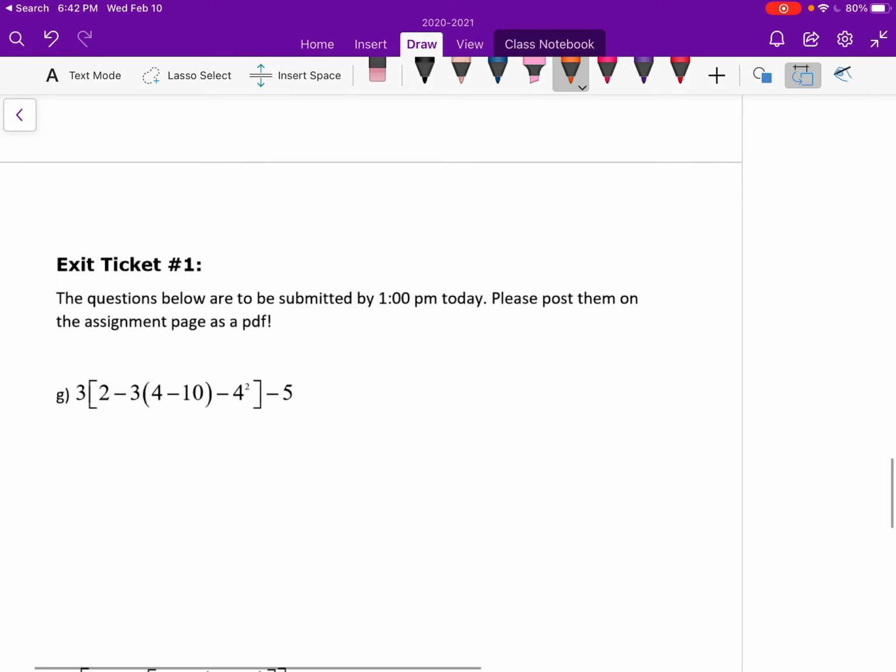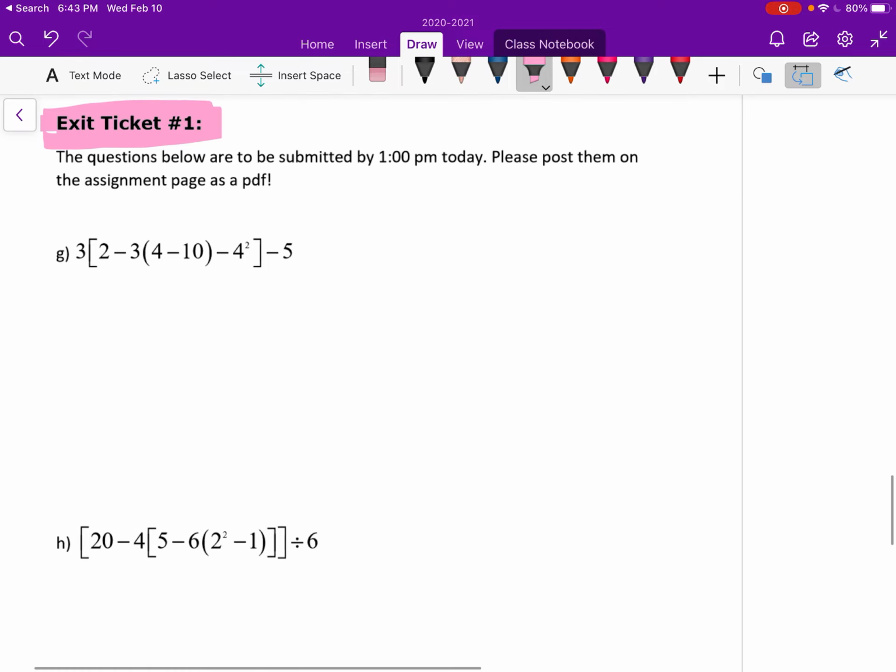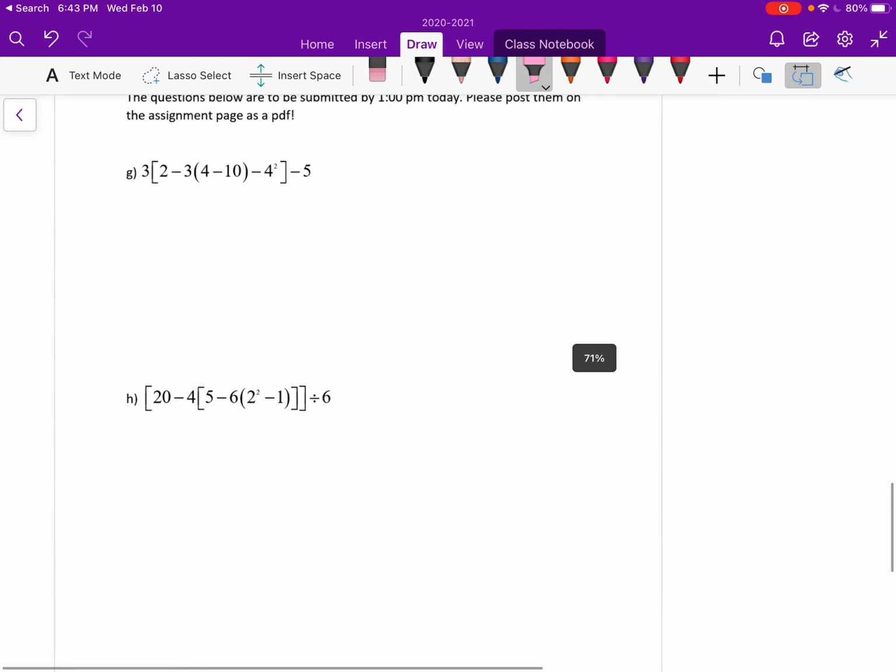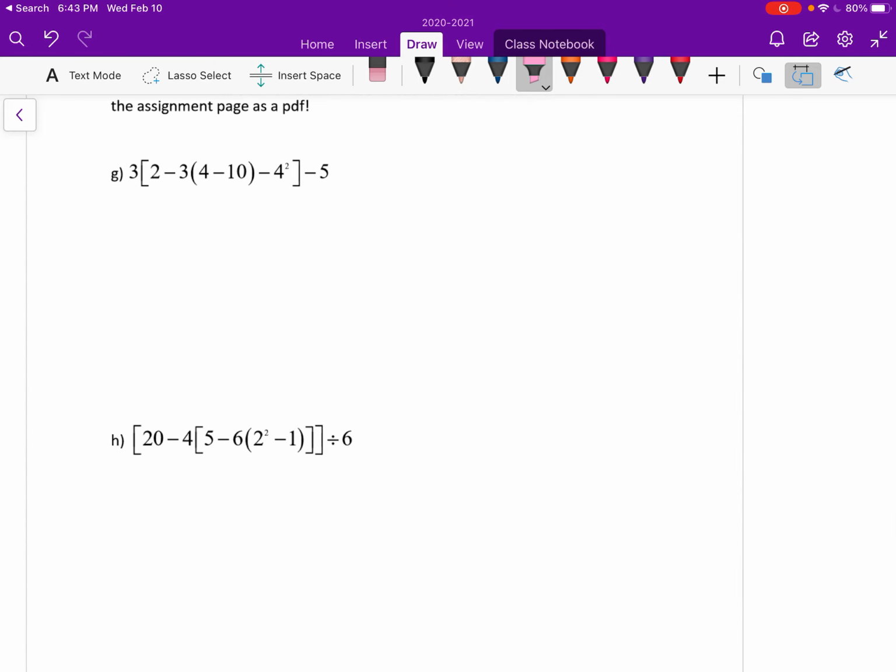All right. So this is our exit ticket for today. What you're going to be doing here is you're actually going to solve this problem and you're going to submit it by 1 p.m. on the day that this lesson is taught. Okay? Please post it to the assignment page as a PDF. So under your assignment, you will actually have this lesson. This is an example of the first thing you're going to hand in from homework. It's not going to be marked, but I will be checking for completion. Okay? So you're going to try to do G and H on your own, and we will take this up in class tomorrow or the day after, on Monday.